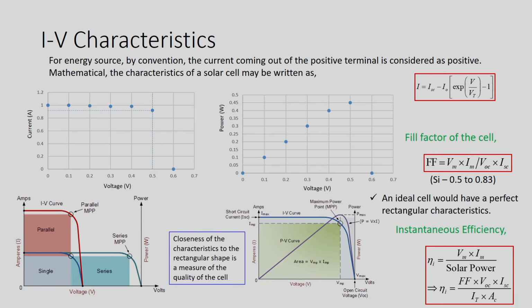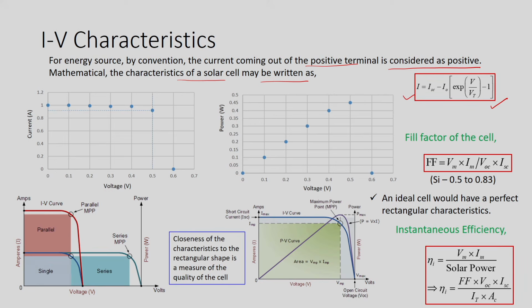Now let us learn the IV characteristics and the convention we normally use. For an energy source, by convention, the current coming out of the positive terminal is considered positive. Mathematically, the characteristics of a solar cell may be written as I = ISC - I0 (exp(V/Vt) - 1). This is the expression we normally use.